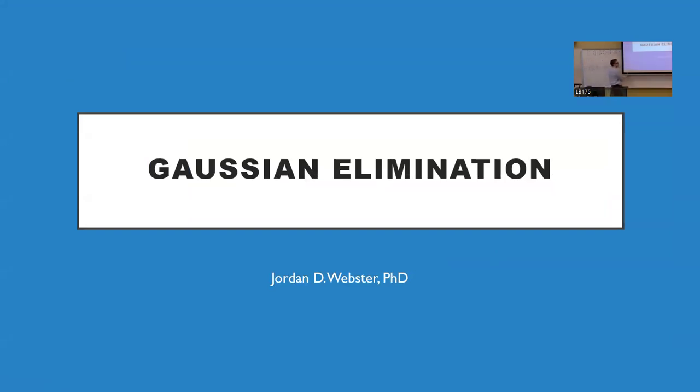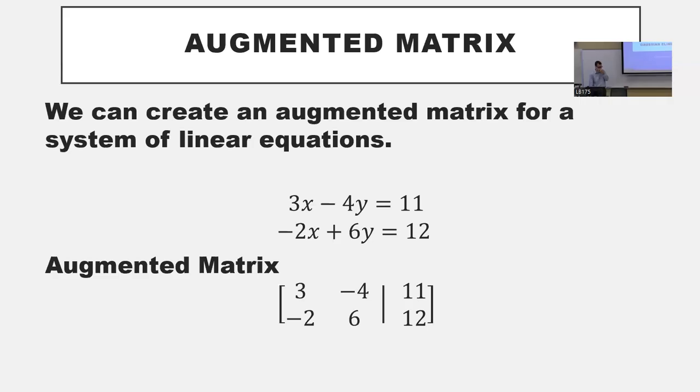Now, the next thing we're going to do with matrices is we're going to deal with Gaussian elimination. There is a very famous mathematician whose last name is Gauss, and this is named after him. So that's the name of it.